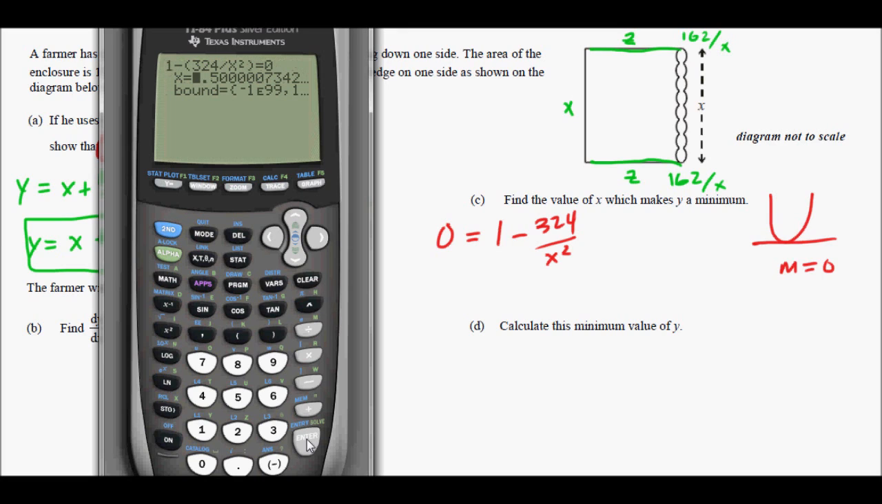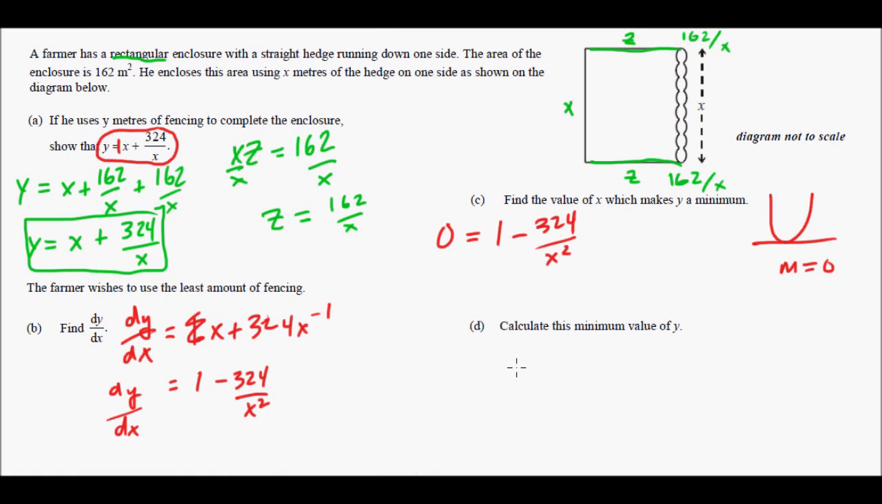So I would just do it like that, and you press enter. Then it's going to say your x value here. That's not the answer. You have to press alpha and then enter. You see where it says in green solve there? So boom, 18. In this case, x equals 18. That's the value of x that makes a minimum, no problem.